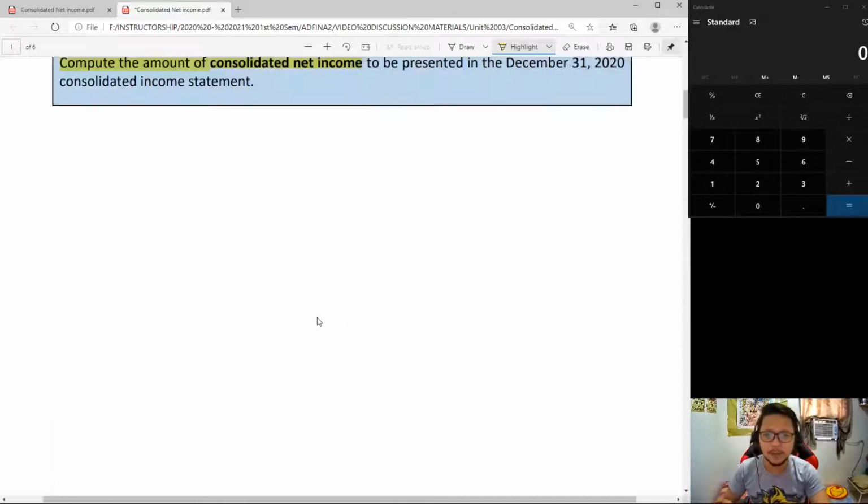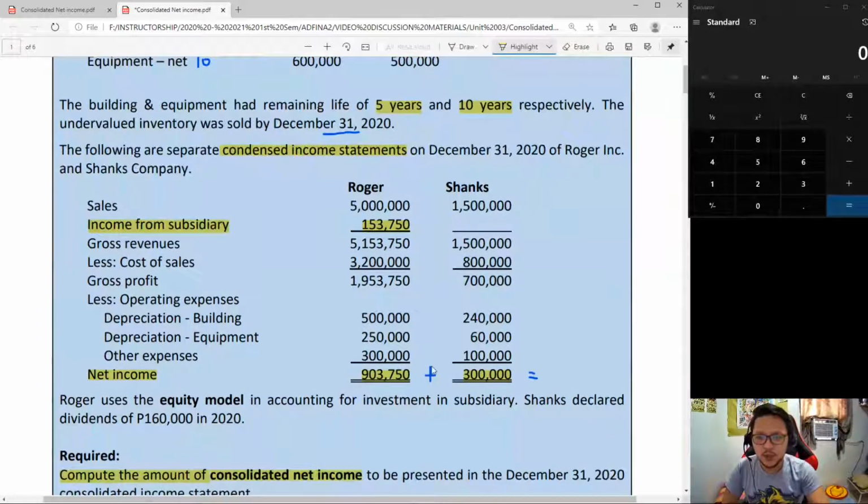Let's go back to the problem. So, nakuha mo na ang total profit ng dalawang parties. You will now have to look into the problem and see if there are any over-under valuations that might affect the expenses or the revenues. Review lang.